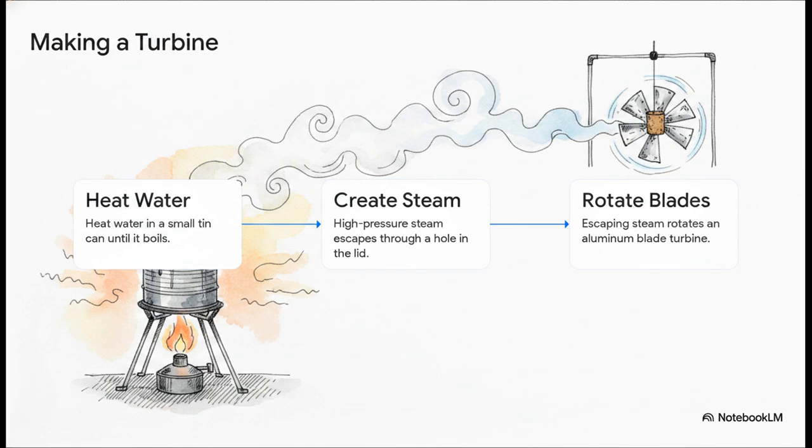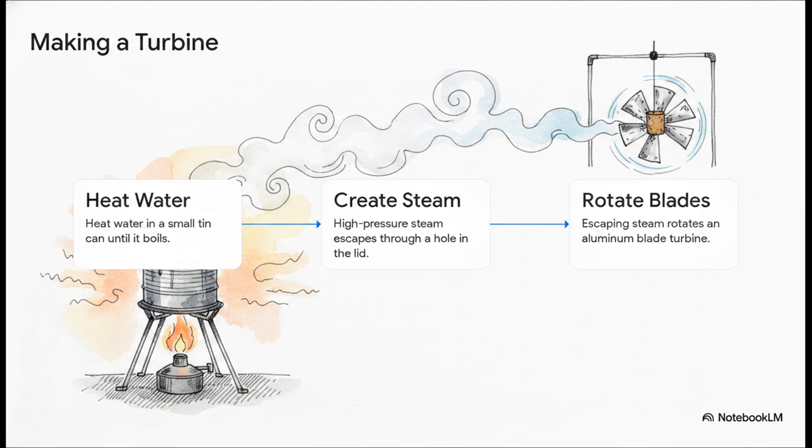Picture taking a small tin can with a tiny hole bored into the lid and putting a little bit of water inside it. Now, place this can over a burner. Step 1, the water heats up. Step 2, as that water boils, high-pressure steam escapes right through that tiny hole. And step 3, if you suspend a small homemade turbine, like aluminum blades stuck into a cork stopper, right above that hole, the escaping steam is going to aggressively rotate those blades.